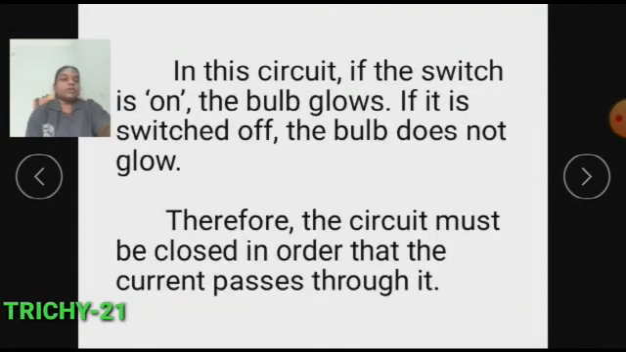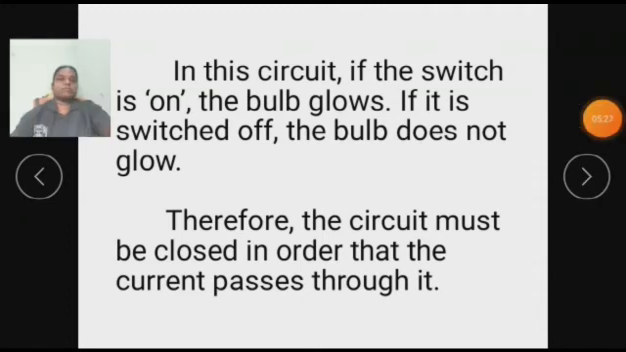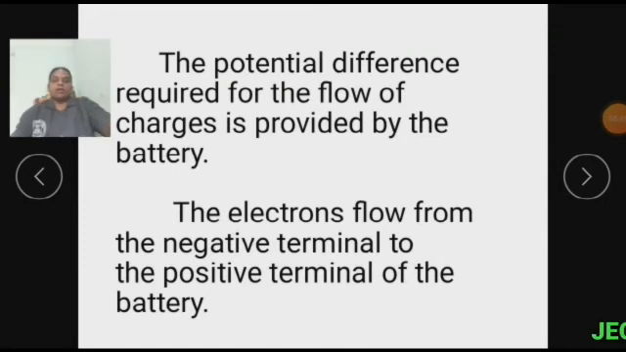In this circuit, if the switch is on, the bulb glows. If it is switched off, the bulb does not glow. Therefore, the circuit must be closed in order that the current passes through it. The potential difference required for the flow of charge is provided by the battery.